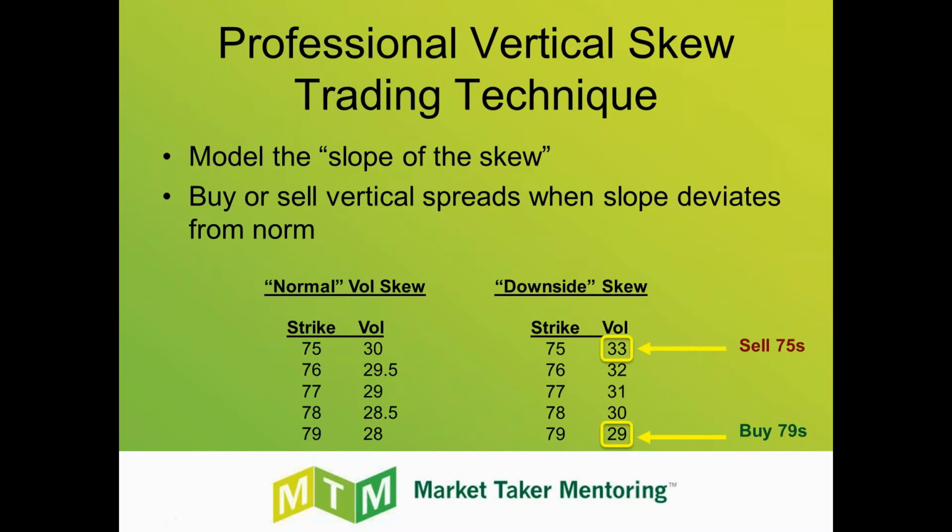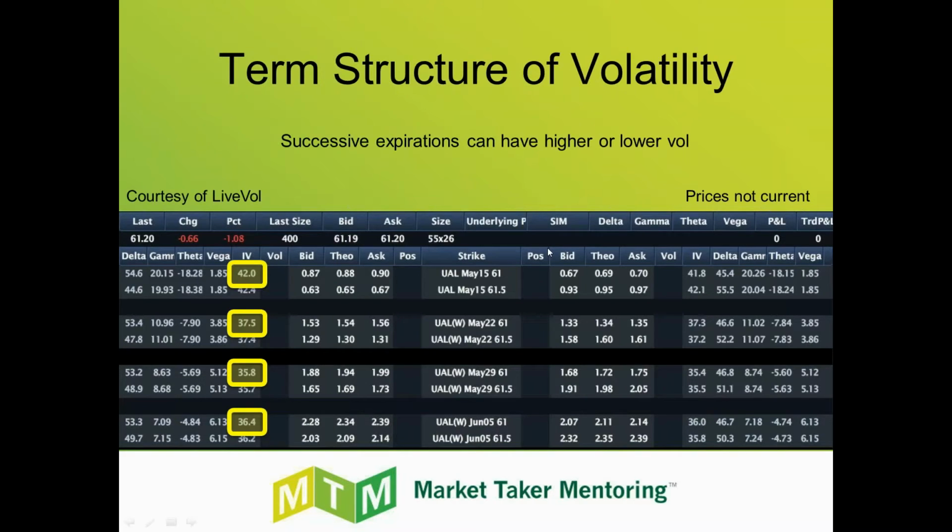So I used to be a market maker down on the floor of the Chicago Board Options Exchange. When I would see something like this, what I would do is I would be excited to sell the 75s and buy the 79s. Why? Because I'm buying one that's just maybe a teeny bit more expensive, but I'm selling one that's a lot more expensive. This is putting on a volatility spread. So that's what I did a lot of down on the trading floor.